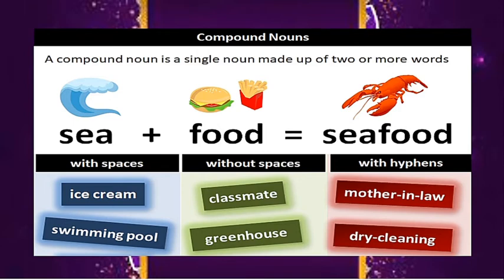Now I'm going to talk to you about compound nouns. A compound noun is a single noun comprised of two or more words. Look at the example on your screen.